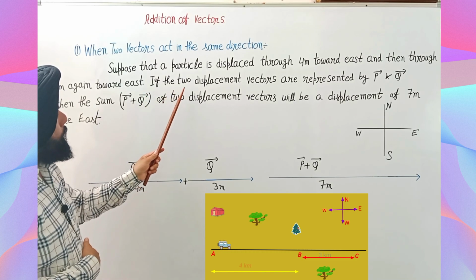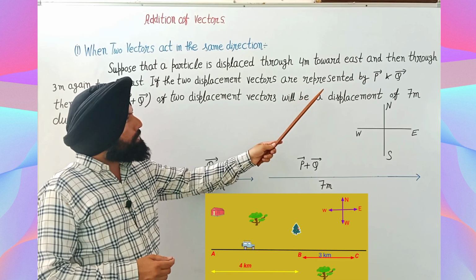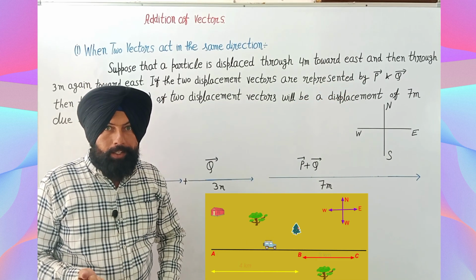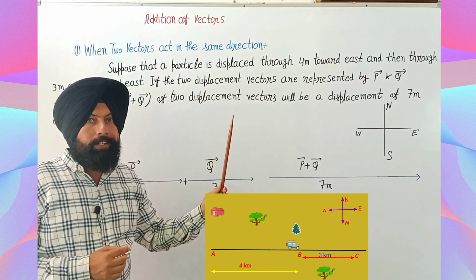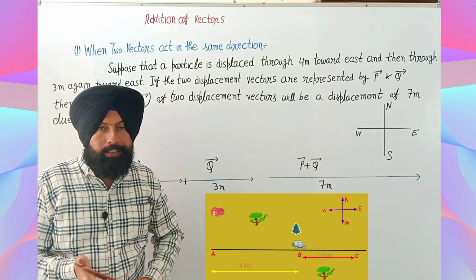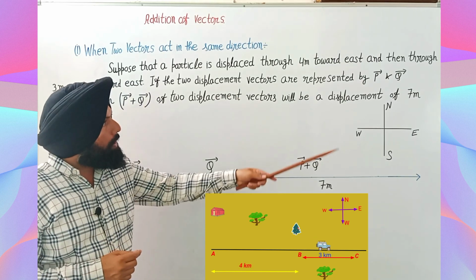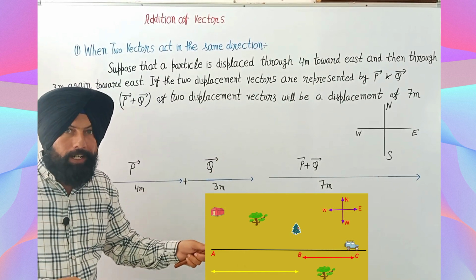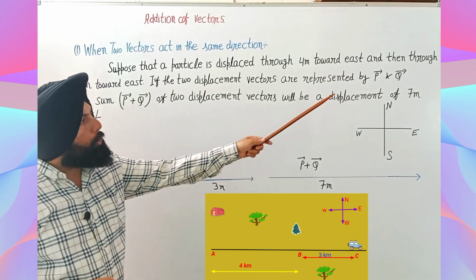If the two displacement vectors are represented by p vector and q vector, meaning the first distance traveled by the car, 4 meters, is represented by P vector, and after that it covers 3 meters represented by Q vector.